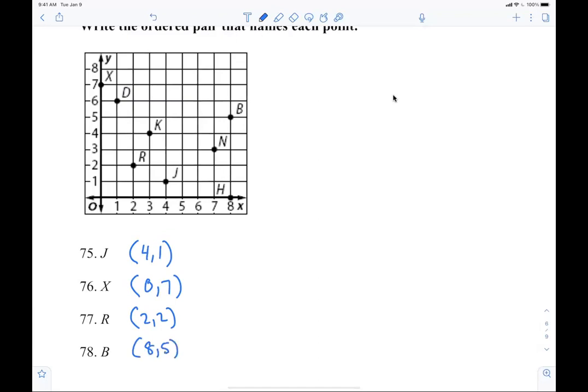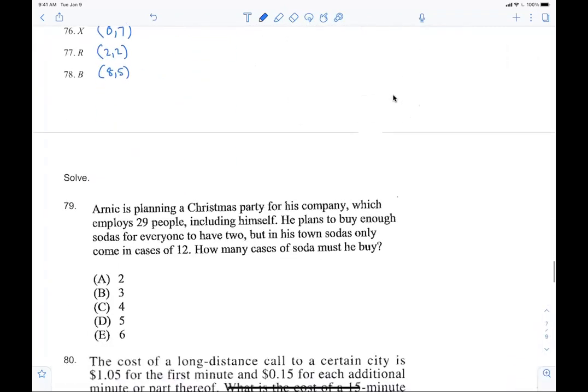Now I want to ask you one. Let's say I said, what's the coordinate for H? Just give me that one, just because that's sometimes a little tricky for kids. 8, 0, right? 8, 0. All right. Does anybody have any questions with plotting points? That's pretty easy, right? All right. Let's see what's next. Okay.